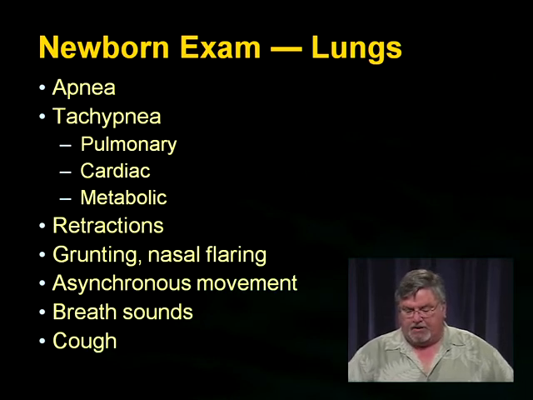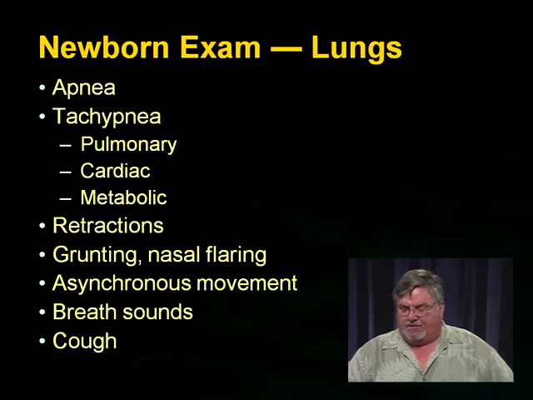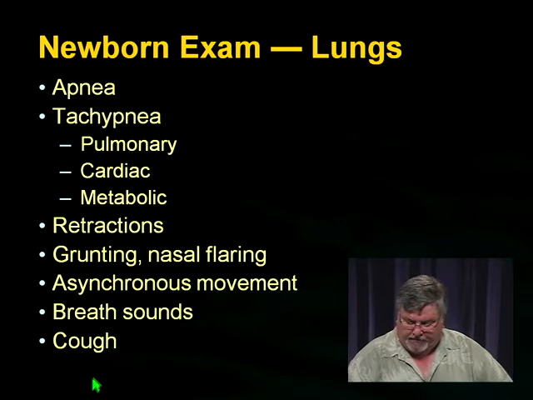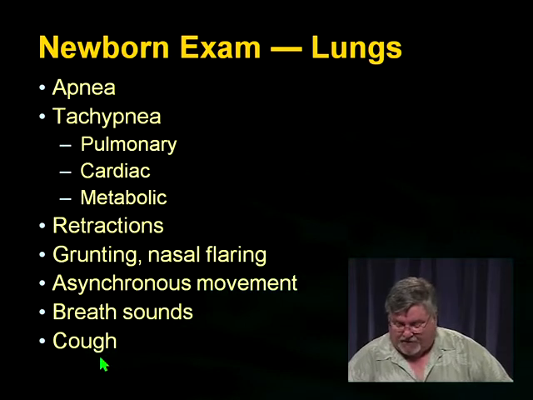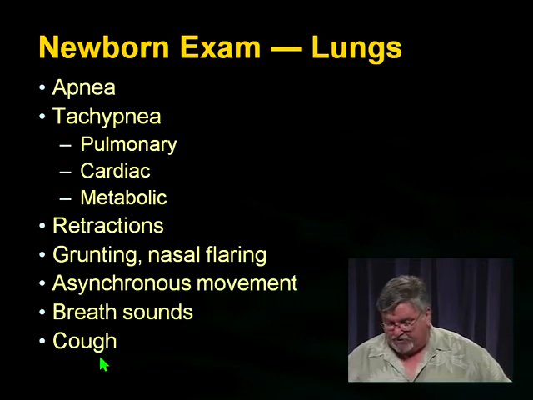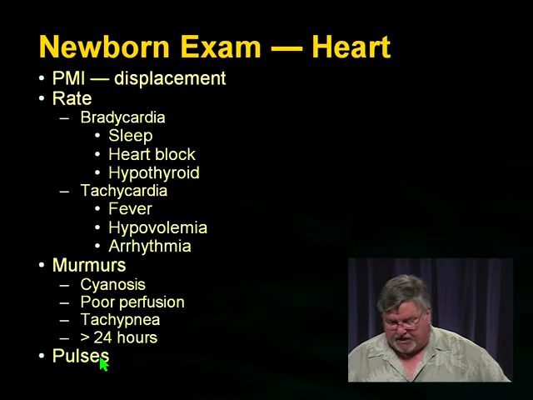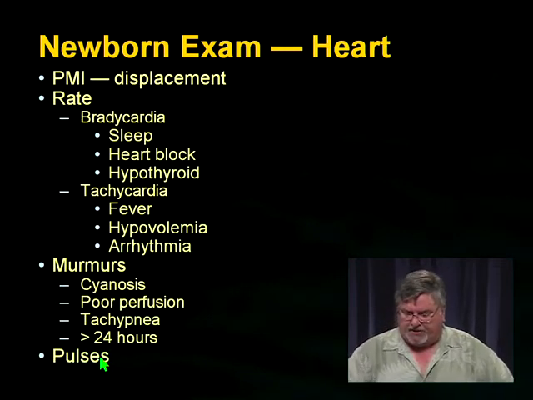Lungs. So those are the kinds of things we want to be able to demonstrate and look for in a neonatal exam. Asynchronous movement, start thinking about things like what? Pneumothorax. Coughs. Generally, newborns don't cough. So you have a kid with a persistent cough, start thinking about aspiration and those kinds of things.